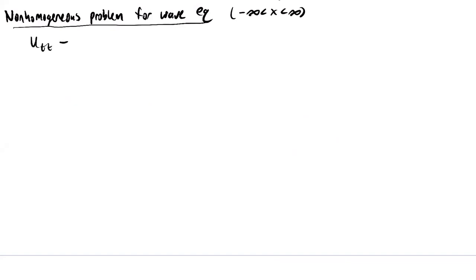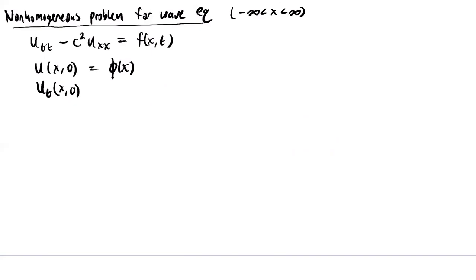Well, I had u_tt minus c squared u_xx is equal to 0. Now we're going to consider the non-homogeneous version, so it's going to be equal to some function f of x, t. And then we had the initial conditions, right? The initial position of the wave at time 0, u is equal to phi of x. And then the initial velocity, which is the first time derivative of the initial state, is equal to psi of x. So this is the IVP we're going to consider, and the only difference is now 0 is replaced by f of x, t.